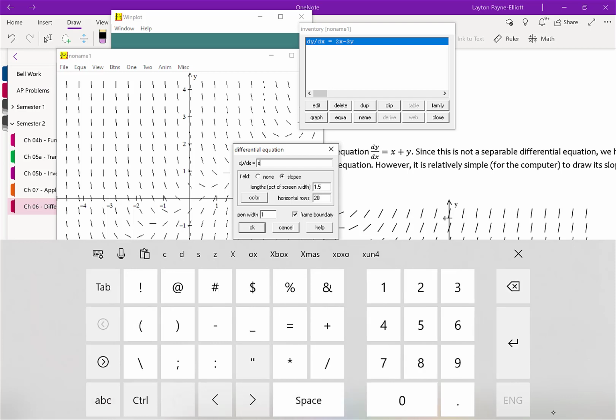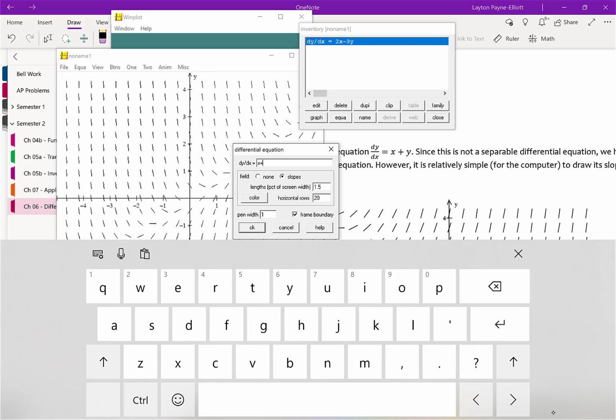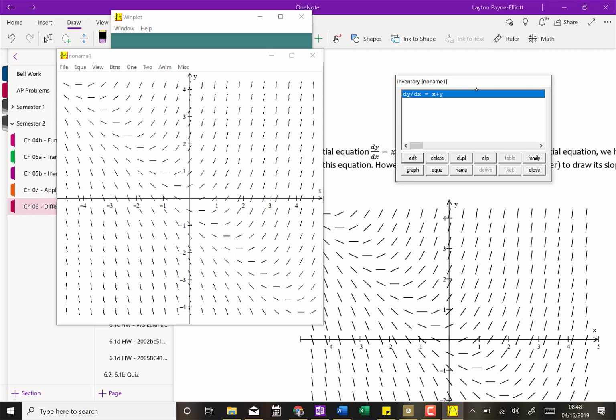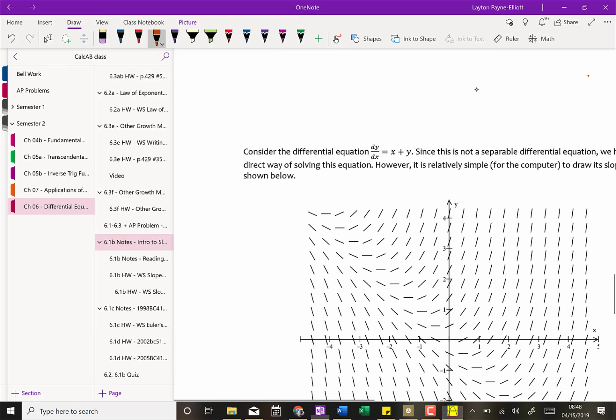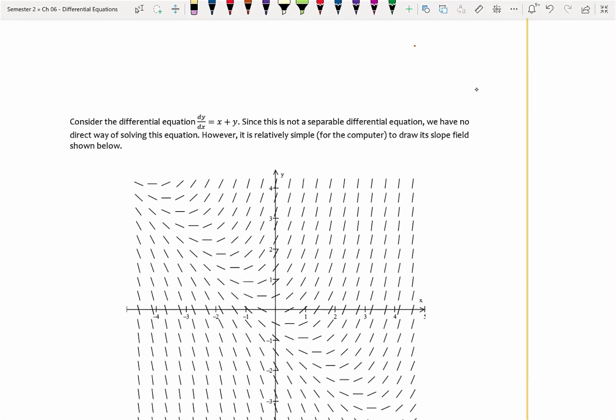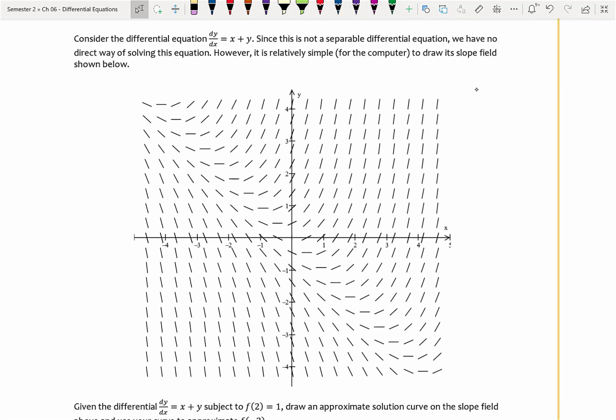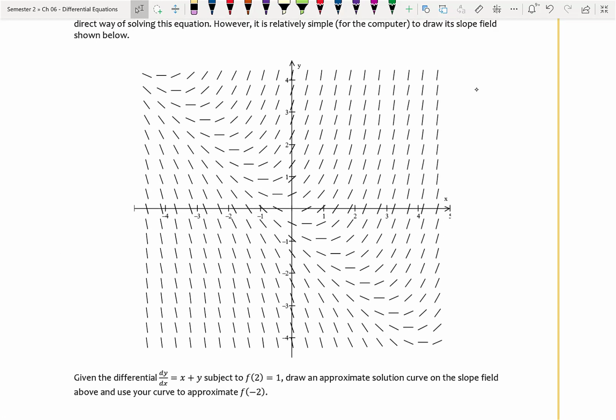Nope, x. Where's my special symbols? Plus y. There we go. There it is on the little program, but obviously I put it on this page for you already. Since this is not a separable equation, we have no direct way of solving it, but it's simple for the computer to draw its slope field, and again, that's the best program we found that does it, at least that we can copy paste onto these worksheets.